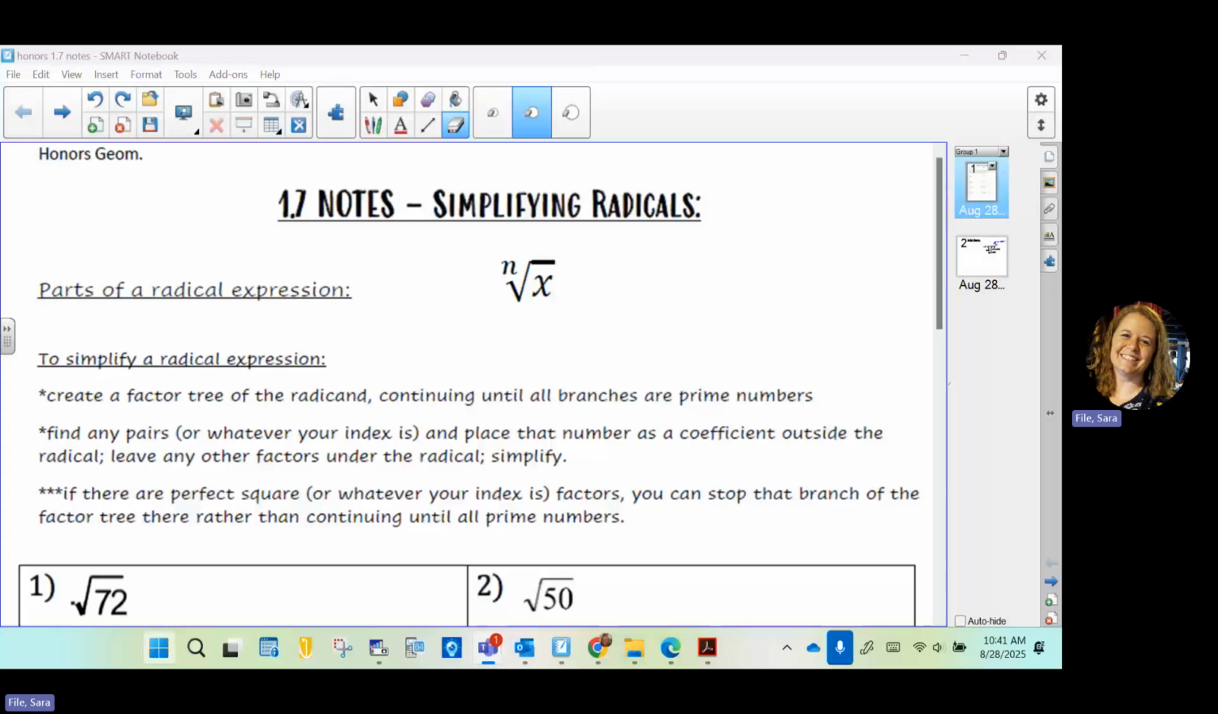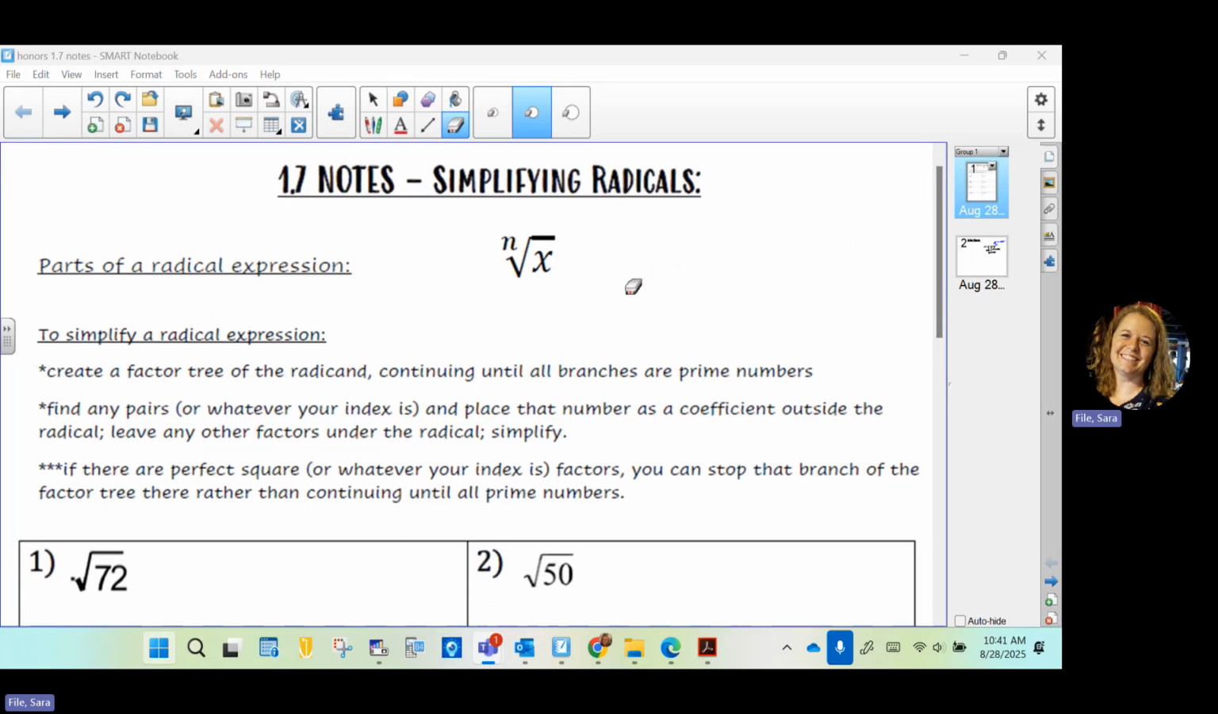Midpoint, I knew that was a review for y'all. I knew you talked about midpoint in Algebra 1. Simplifying radicals, I'm not sure. I don't know if y'all have talked about this before in Algebra 1 or in intermediate. So I'm going to treat it like we haven't. And if you have, great, it'll be a little easier for you.